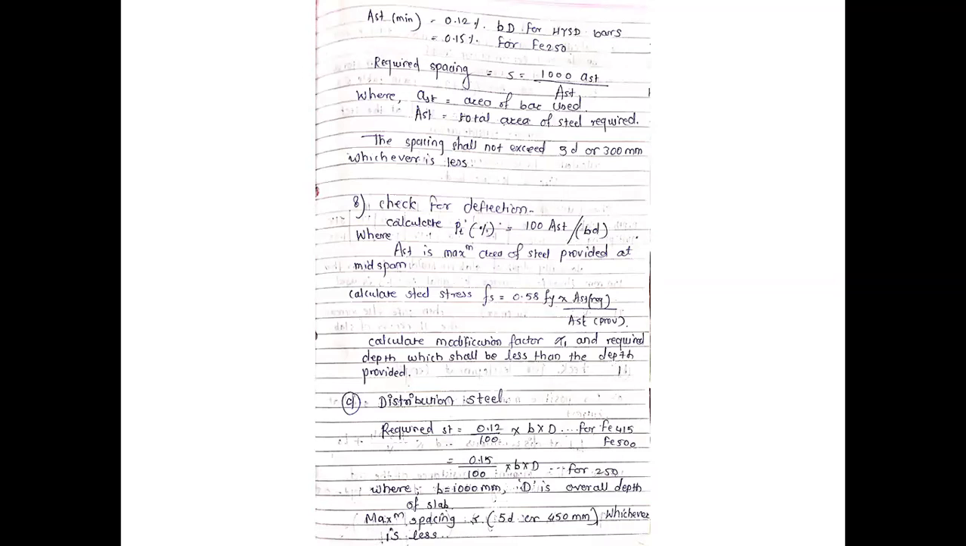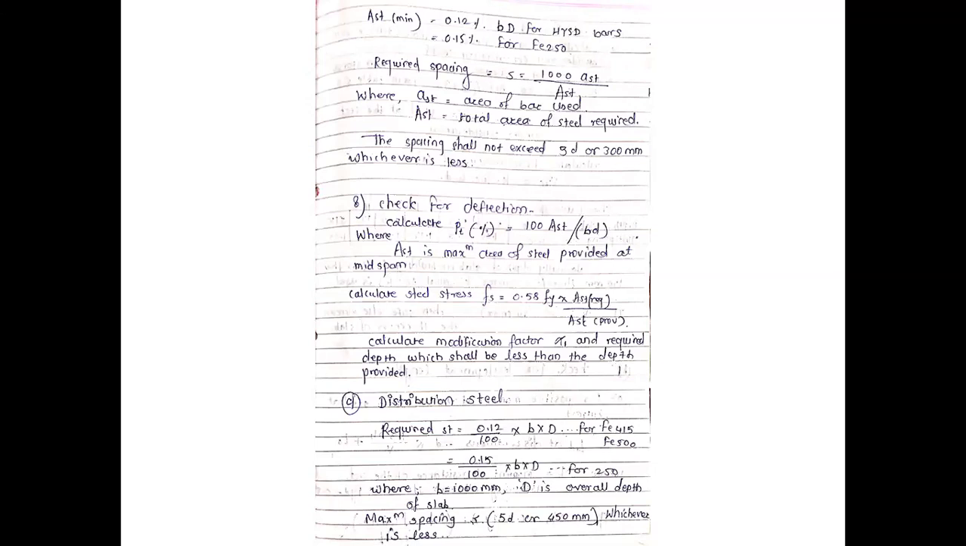Then 8th is check for deflection. Calculate pt percentage is equal to 100 Ast upon bd, where Ast is the maximum area of steel provided at midspan. Then calculate steel stress fs is equal to 0.58 fy into Ast required upon Ast provided. These checks are all derived from IS 456.